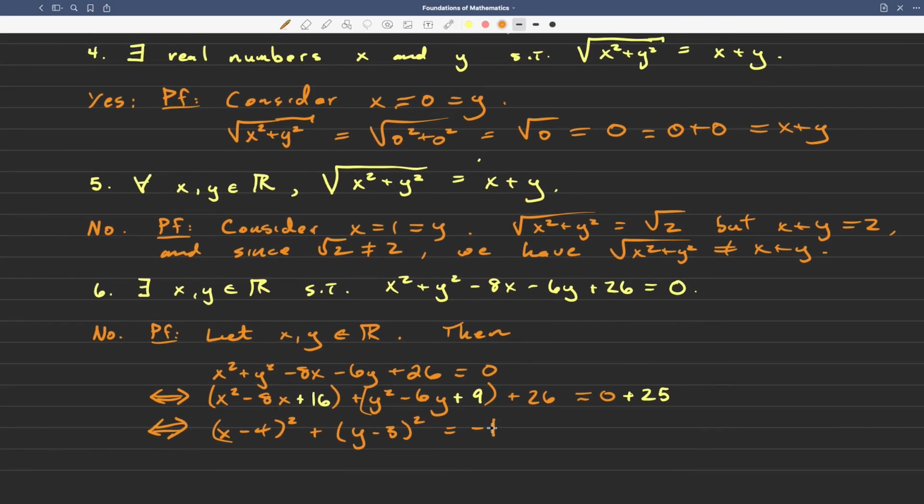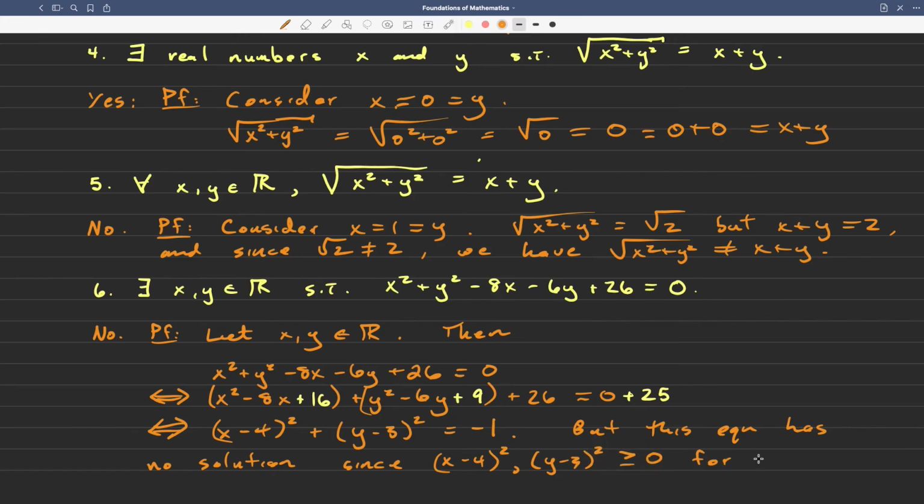But this equation now clearly has no solution, since those squared terms have to be greater than or equal to 0. x minus 4 quantity squared and y minus 3 quantity squared are both greater than or equal to 0 for all x and y in the reals. So the only way that the original equation would have a solution is if this equation that I reduced it to has a solution, but the equation that I reduced it to has no solution. So the original equation has no solution.